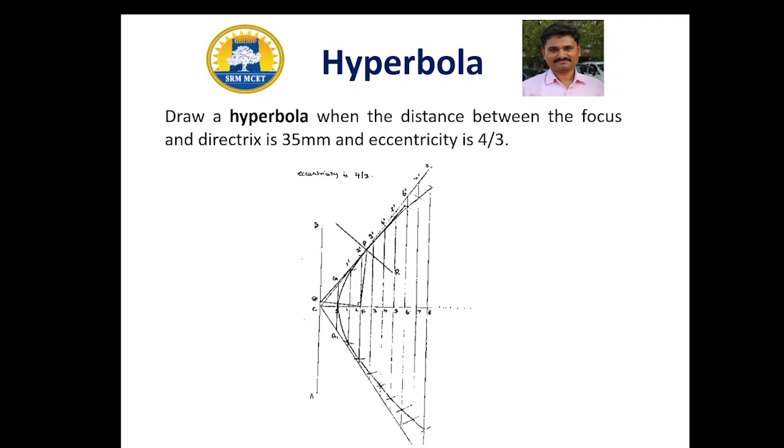Through P, draw a line PR which is perpendicular to PQ. This line PR is the normal to the hyperbola at P. So this is the procedure to draw the tangent and normal to the hyperbola.